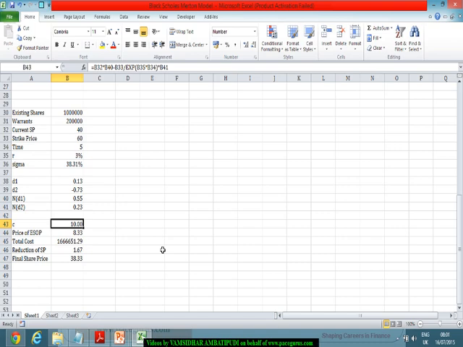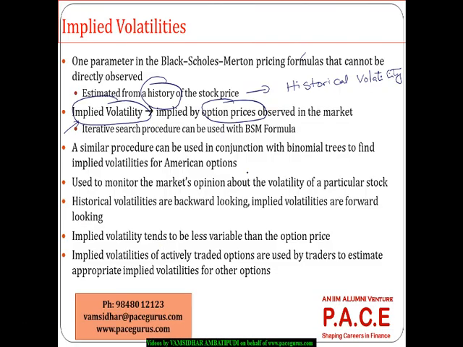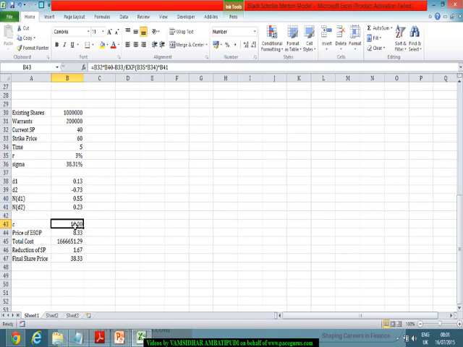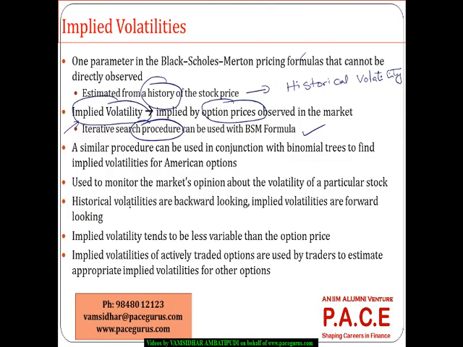Now this part is what we call the implied volatility. We are doing an iterative search procedure by changing the volatility in the Black-Scholes formula and trying to match the Black-Scholes price of the call option with the market price. And whatever the volatility that is fitting there is what we are calling the implied volatility.